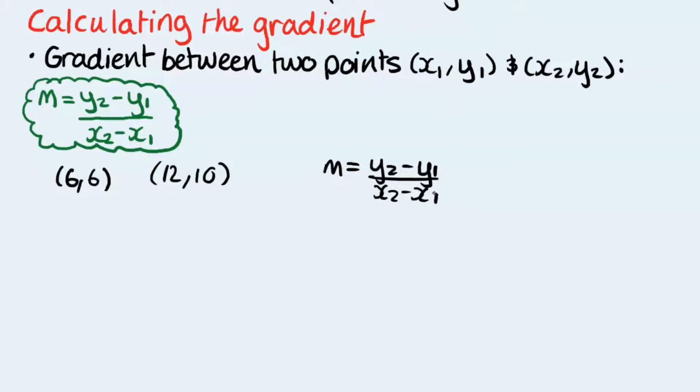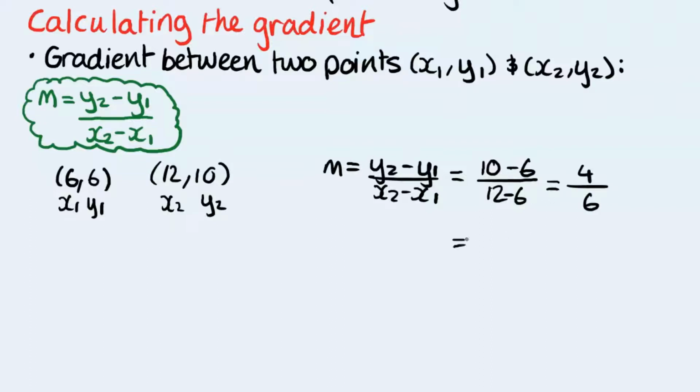Now, what do we have to substitute? Well, I recommend you just write the coordinates down and then label it so there's no confusion, okay? So this will be x1, this will be y1, and this will be x2, and this will be y2, okay? So once we've labelled it, let's just substitute them in. So y2 is 10, and then y1 is 6, okay? Now let's do the denominator. So we have x2 is 12, and then x1 is 6, okay? So all we have to do is just calculate it. So 10 take away 6 will be 4, and 12 take away 6 is 6.